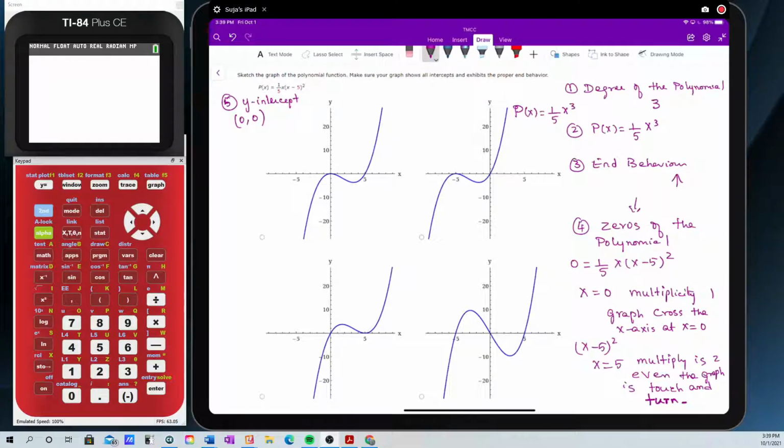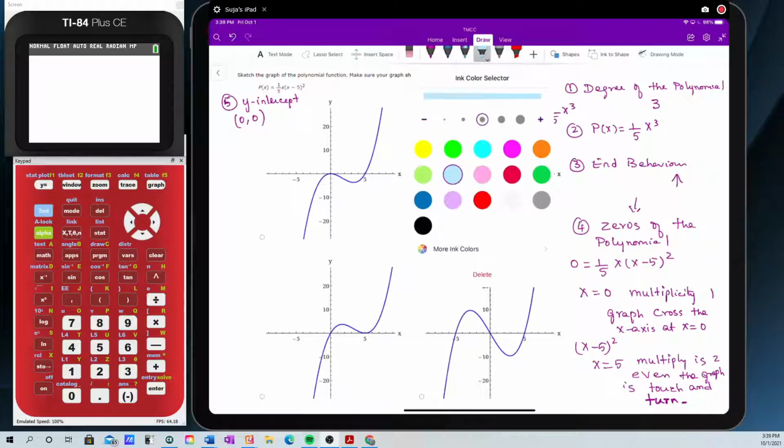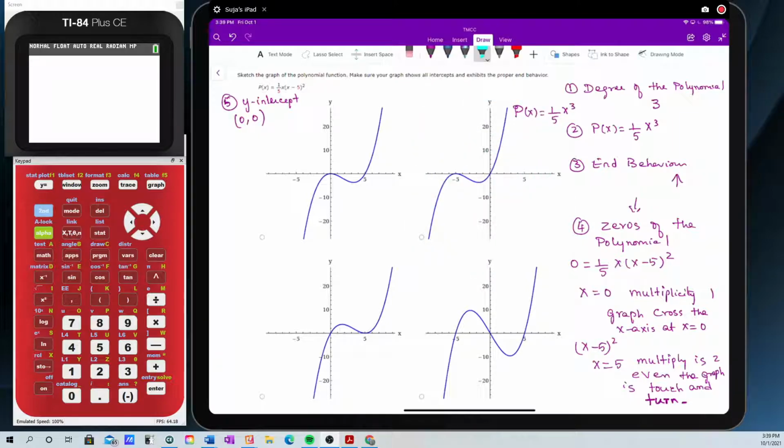Okay, one thing I know is that the two x-intercepts are x equals 0 and x equals 5. So first let me find where x equals 0 is. So x equals 0 and x equals 5. This cannot be the graph because I'm not able to see x equals 5 here. So that cannot be the option. All the other three are fine.